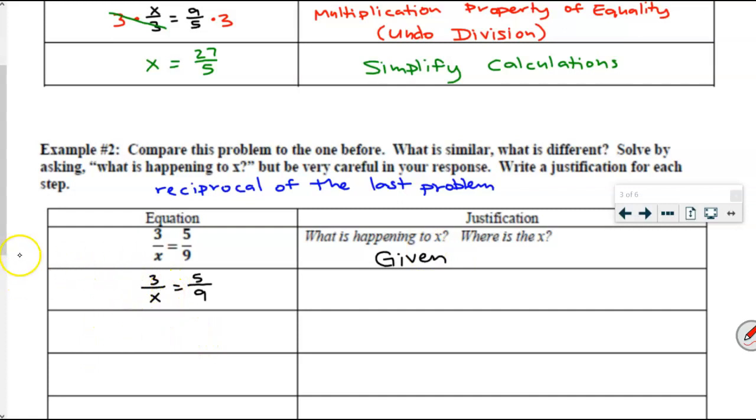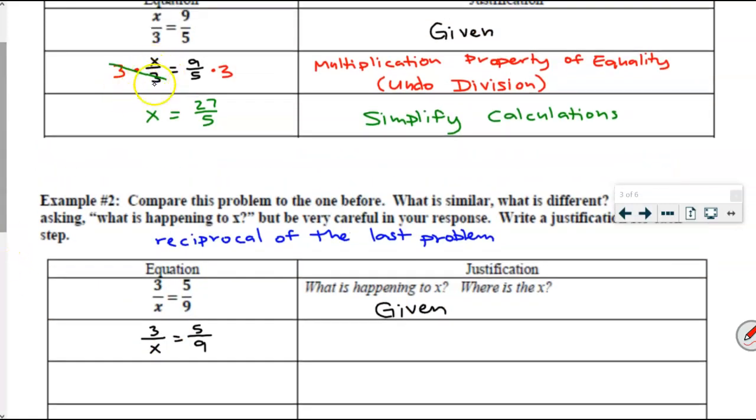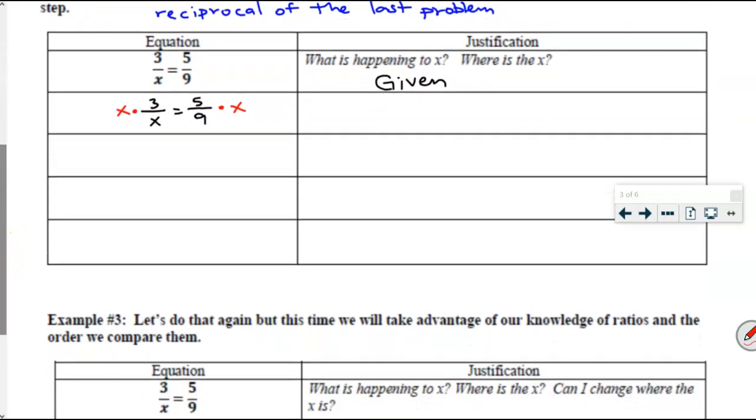Watch what happens when I do that. Up here, when I had 3 in the denominator, I got rid of it by multiplying by 3. Now I have x in the denominator. So how am I going to get rid of it? Multiplying by x. That's okay. As long as whatever I do to one side, we do it to the other side. What is the property that tells us we can do that?